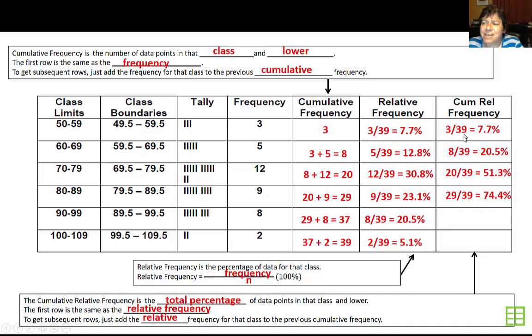Now you probably said, wait a second, that's not what you have written here. Well, the other way I could have done it is just taken the cumulative frequency and divided by the total number of points, which is what I'm showing you here. And it gives me the same thing. And these will all add up to 100%.